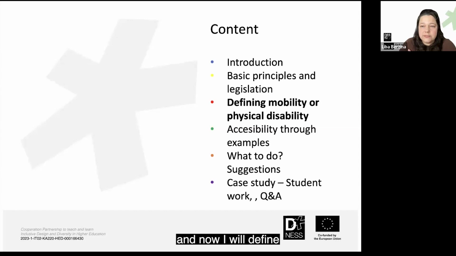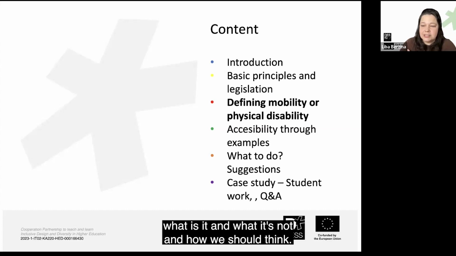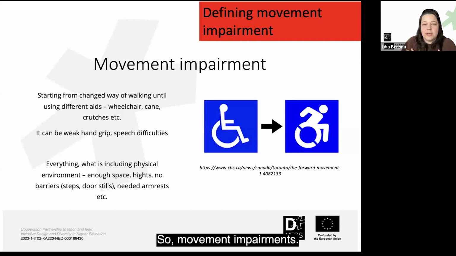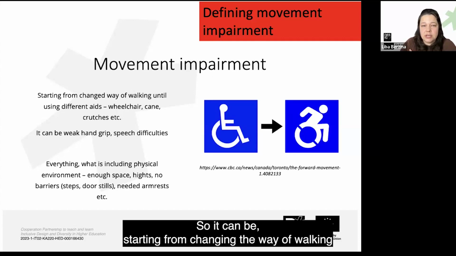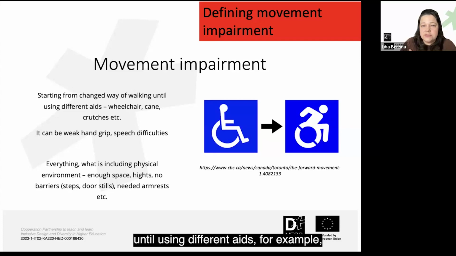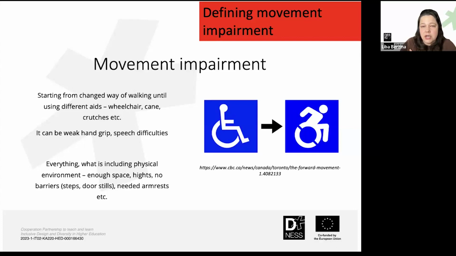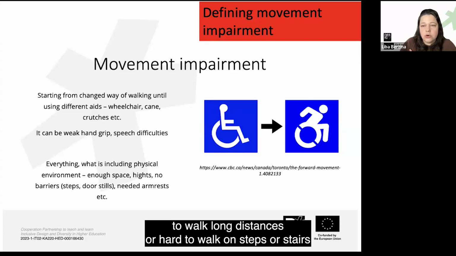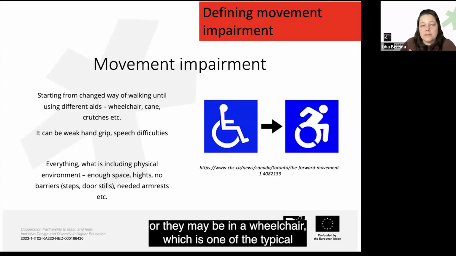And now I will define mobility or physical disability. What is it and what it's not, and how we should think. So, movement impairment. It can range from a changed way of walking to using different aids, for example, a wheelchair, cane, crutches, and others. Maybe for a person it's hard to walk, or hard to walk long distances, or hard to walk on steps or stairs, or they may be in a wheelchair.